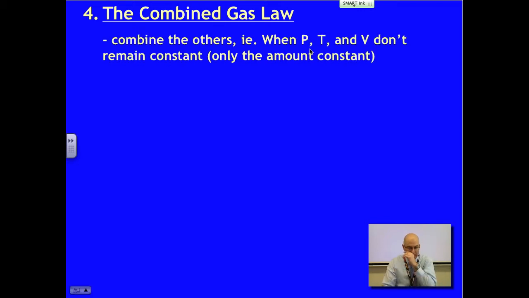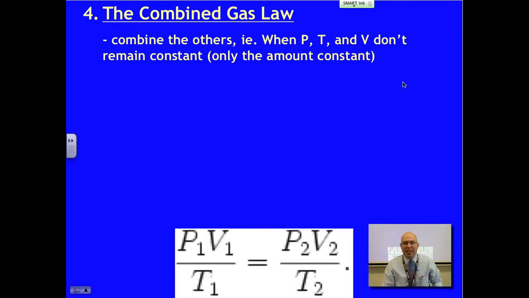You're combining the pressure, volume, and temperature when they don't remain constant. You can see that in Boyle's, temperature is constant, in Charles's, pressure is constant, and in Gay-Lussac's, volume is constant. If all the variables change, then we can use the combined gas law. Very simply, the combined gas law is P1 times V1 over T1 equals P2 times V2 over T2.